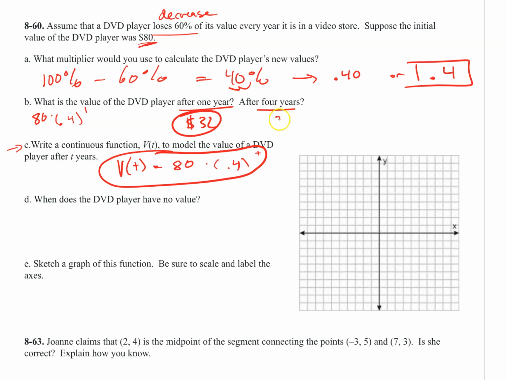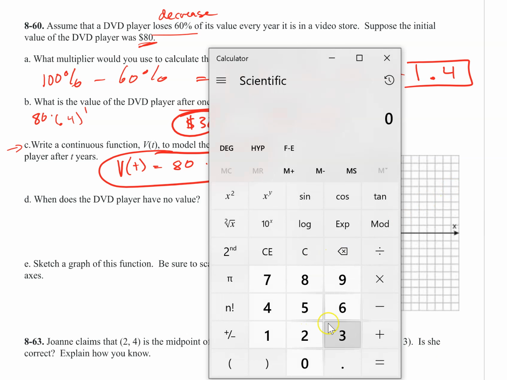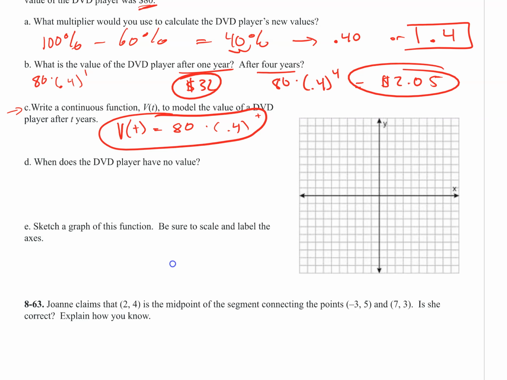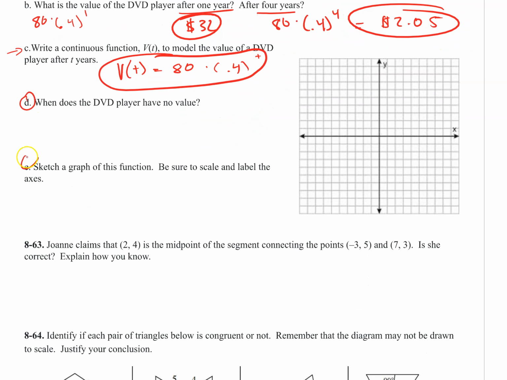Alright, and after 4 years, we do 80 times 0.4 raised to the power 4. You plug in t as the number 4. 0.4 raised to the power 4. Always do the exponent first, PEMDAS. And then you times whatever that is by its initial value. And we round to 2 decimals, so $2.05. So you can see that after 4 years, it's pretty much worthless. Alright, I'll let you answer D and E.